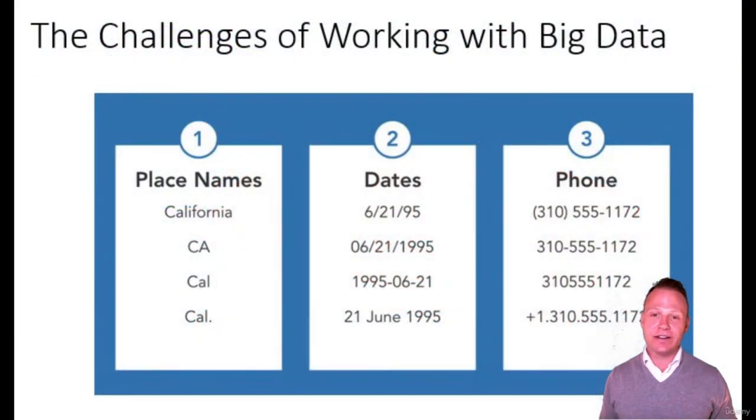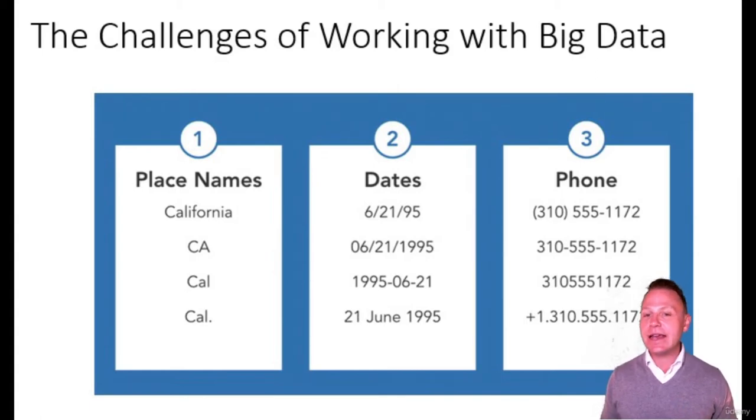Here are four different ways of indicating California. You can write it out, you can use various abbreviations, and the inclusion of a period, at least by default, makes it a separate answer from the one without the period. Or when people are putting in dates, here are four different ways of writing the same date. Humans look at these and know that they refer to the same thing, but computers will read them by default as different things. And you have to do a little cleanup work to make sure that the data is all read the same way and formatted the same way.